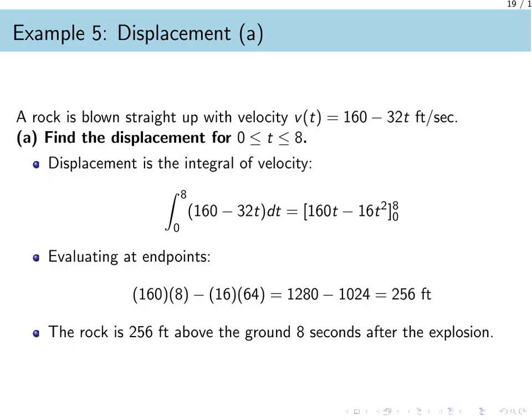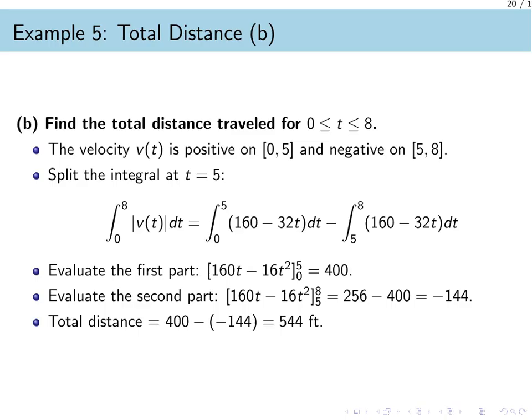Finding the antiderivative and evaluating at the endpoints gives us 1280 minus 1024, resulting in a displacement of 256 feet. This tells us the rock's net change in position is 256 feet above the ground, regardless of the path it took to get there. Part B asks for the total distance traveled, which requires us to account for the direction of motion. The velocity becomes negative after t equals 5, meaning the rock starts falling back down, so we must split the integral at this turning point.